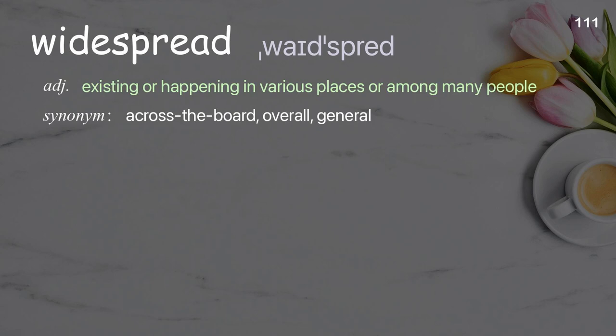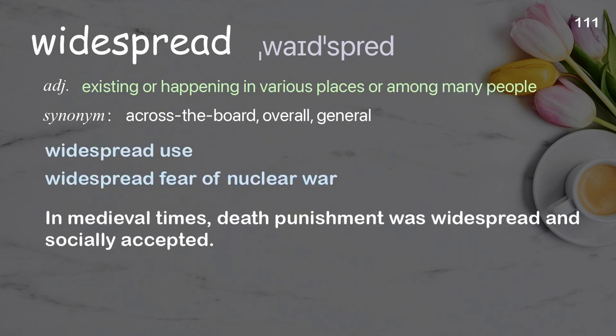Widespread. Existing or happening in various places or among many people. Examples: widespread use. Widespread fear of nuclear war. In medieval times, death punishment was widespread and socially accepted.